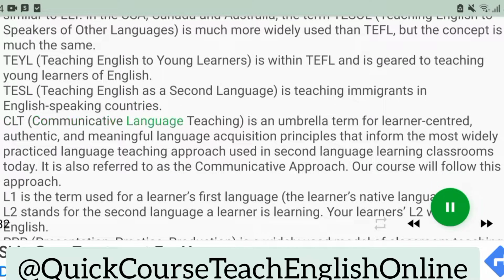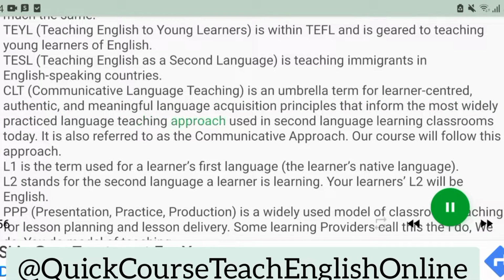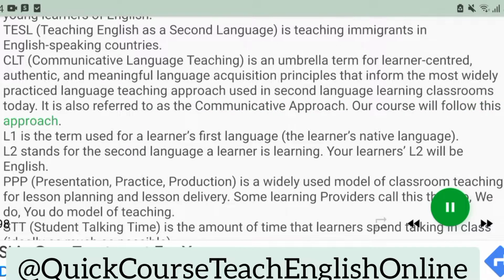CLT, Communicative Language Teaching, is an umbrella term for learner-centered, authentic, and meaningful language acquisition principles that inform the most widely practiced language teaching approach used in second language learning classrooms today. It is also referred to as the communicative approach. Our course will follow this approach.